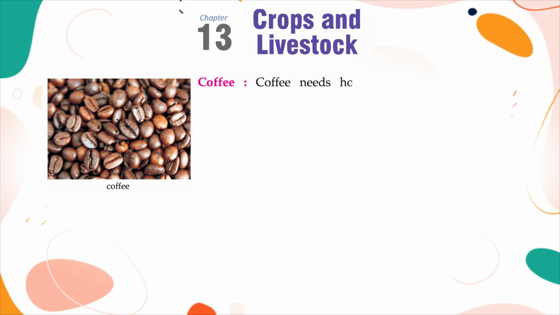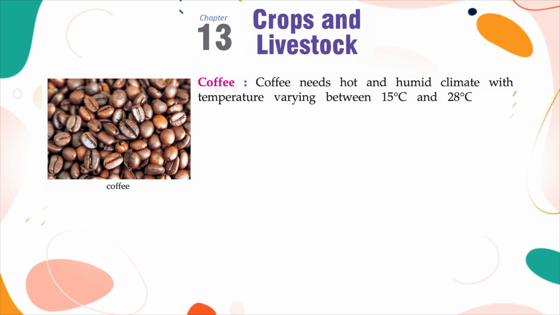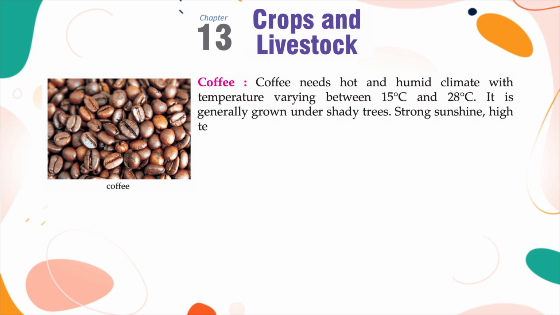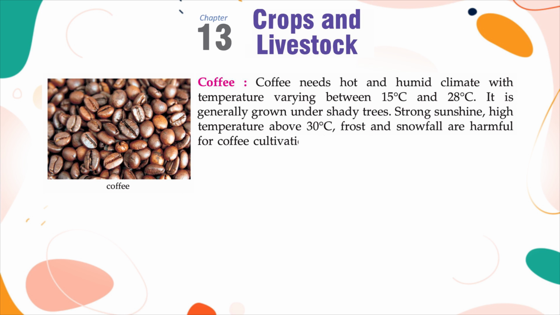Coffee. Coffee needs hot and humid climate with temperature varying between 15 degrees Celsius and 28 degrees Celsius. It is generally grown under shady trees. Strong sunshine, high temperature about 30 degrees Celsius, frost and snowfall are harmful for coffee cultivation. Dry weather is necessary at the time of ripening of berries.